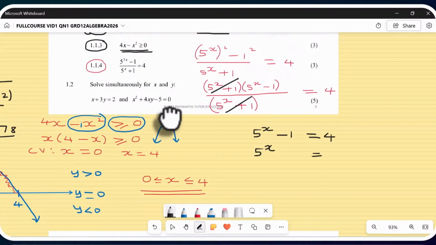And so we come to the simultaneous question now, 1.2. Simultaneously for x and y. Now we said that in such a question, locate the one which is linear first. Okay. And then the one which is non-linear. Okay. So the one which is linear equation, you can make x or y the subject of the formula. When you are done, then you substitute in the non-linear, and then you get your answers. Okay, so here we go.